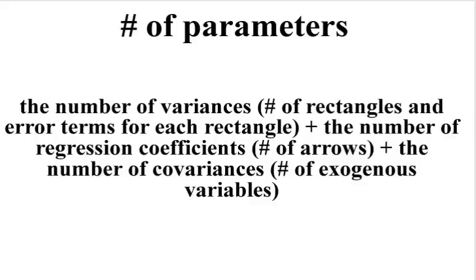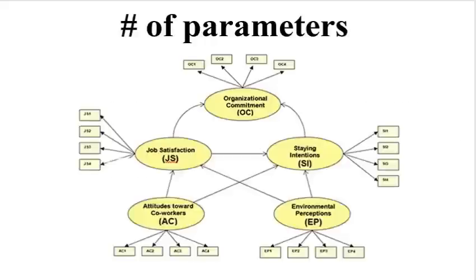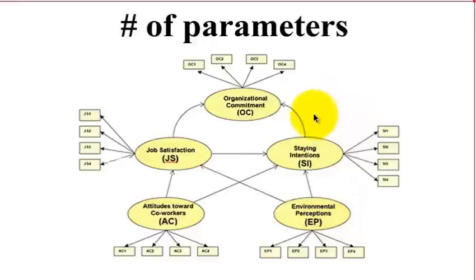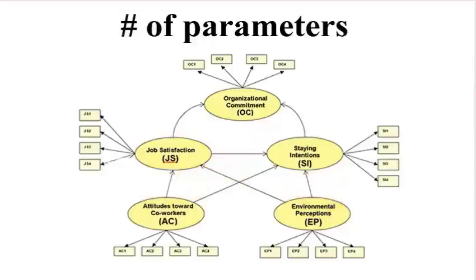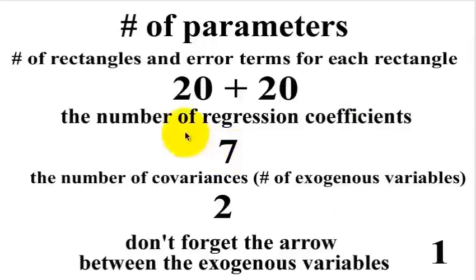And the number of parameters is a little bit harder, but it has to do with the number of rectangles. And remember to count one error term per rectangle, and the number of arrows from the original model, and the number of exogenous variables. So let's see if we can get this right. Let's count the arrows just between the constructs. 1, 2, 3, 4, 5, 6, 7. So we have 7 regression coefficients. Those are the causal arrows.